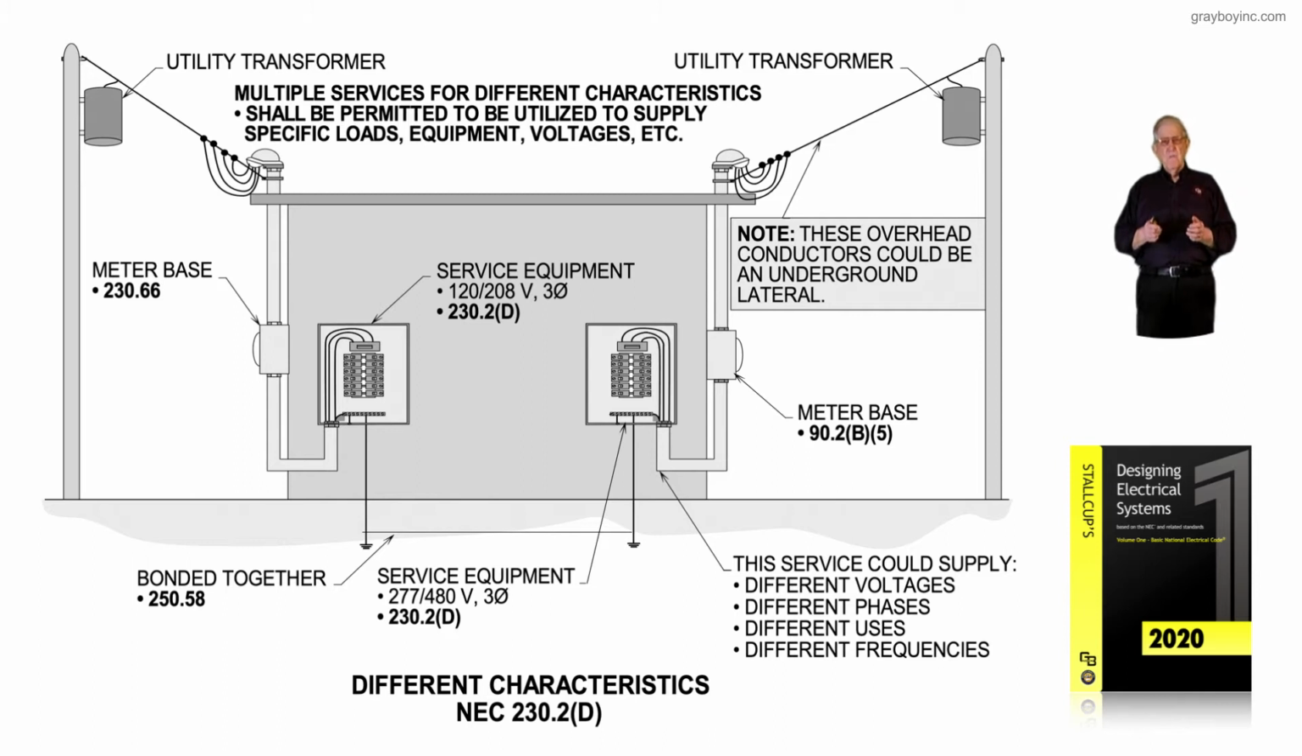So these different characteristics of use would permit an additional service, one or two maybe, in addition to the normal service in accordance with NEC 230.2(D), as in dog, and that's exactly what this Figure 6-6 is illustrating.